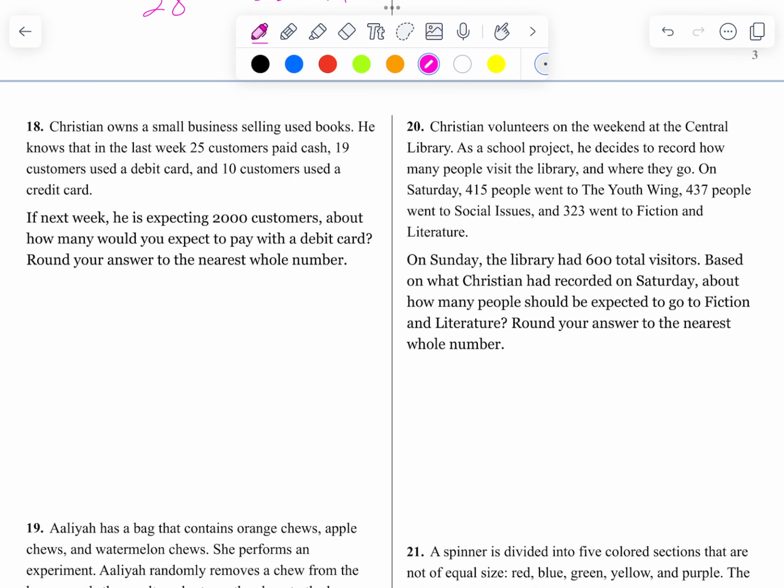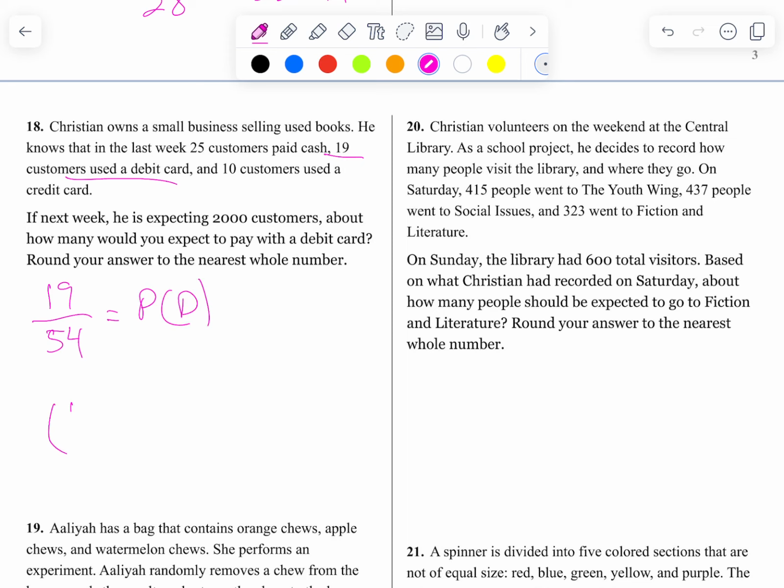Christian owns a small business selling used books. He knows that in the last week, 25 customers paid cash, 19 used a debit card, and 10 used a credit card. If next week he's expecting 2,000 customers, about how many would you expect to pay with a debit card? So 19 used a debit card out of 19 plus 25, so it's 35 plus 19, which is 54. This is a probability of a debit card being used.